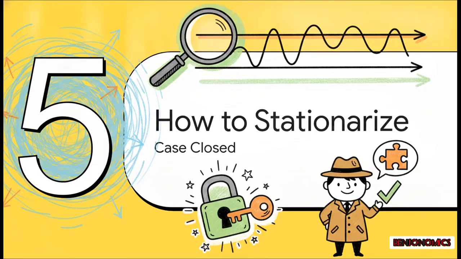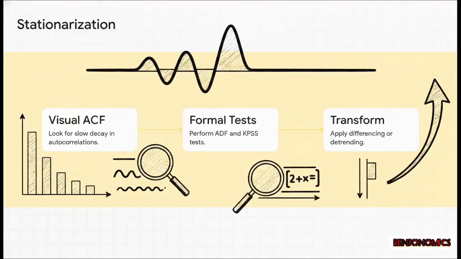And finally, Section 5, how to stationarize data. Case closed. We can actually boil all of this down to a highly practical three-step methodology to cure your data. Step 1, you do a visual inspection via the ACF to look for that slow decay. Step 2, you conduct a formal interrogation using the ADF and KPSS tests. Step 3, once you know what kind of non-stationarity you're dealing with, you transform the data either by removing a deterministic trend or by taking differences to eliminate a unit root.